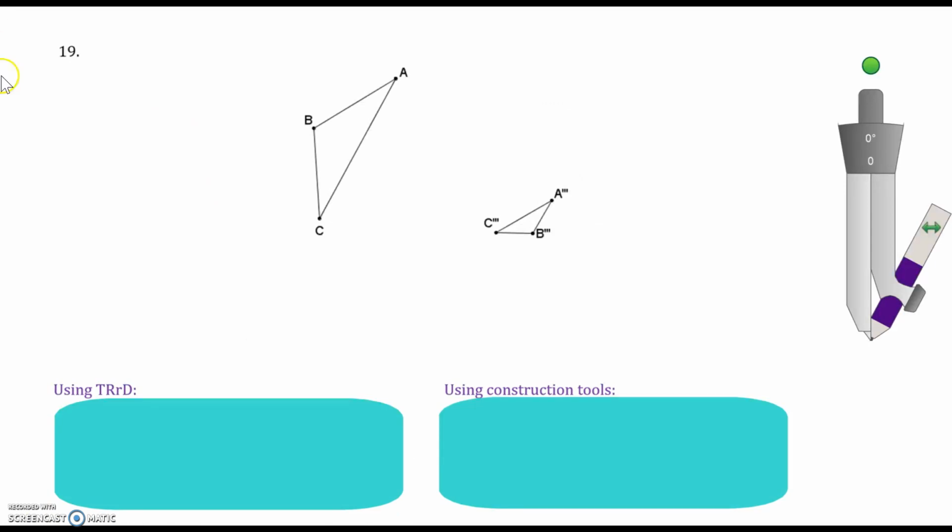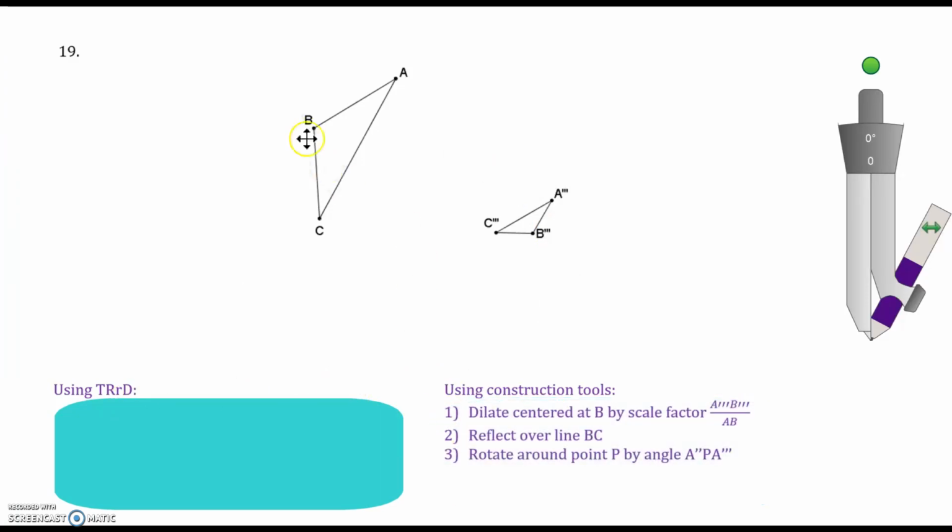On to number 19. So similarly, we can do TRRD or construction tools. If we're going to use construction tools, we do TRRD backwards. So first we're going to do the dilation centered at whatever one you want. I'm going to choose B. By scale factor, A triple prime B triple prime over AB.